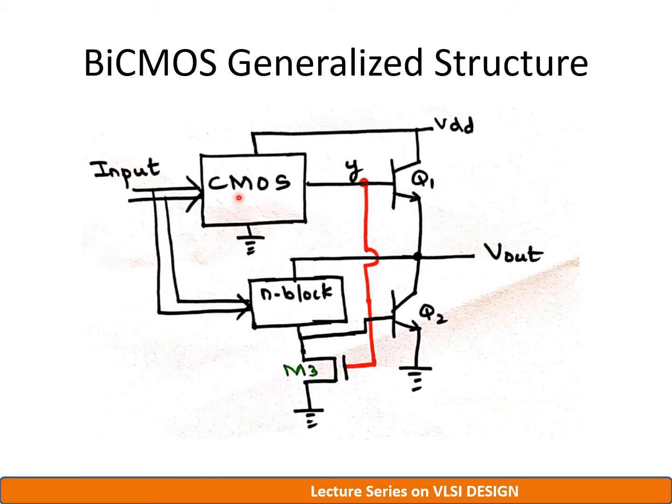So CMOS consists of a pull-up network and a pull-down network. This N block will be implemented depending on the Boolean expression, and these three N transistors are used to discharge the base of the Q1 and Q2 transistors.